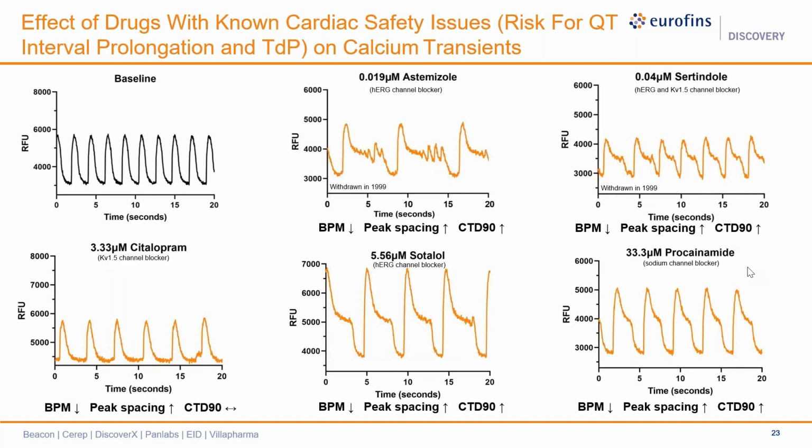Next, we wanted to see if we could see changes in the calcium oscillation with compounds that are known to cause cardiac problems in patients. And so for this, we chose 5 different compounds. We chose astemizole and sertindole, which were both drugs that had been released to the market, but they had to be withdrawn in 1999 because patients who were taking these drugs suffered from TdP and arrhythmia. And then we also chose citalopram, sotalol, and procainamide, which are all still on the market, but are well known to cause cardiac problems, in particular at higher concentrations.